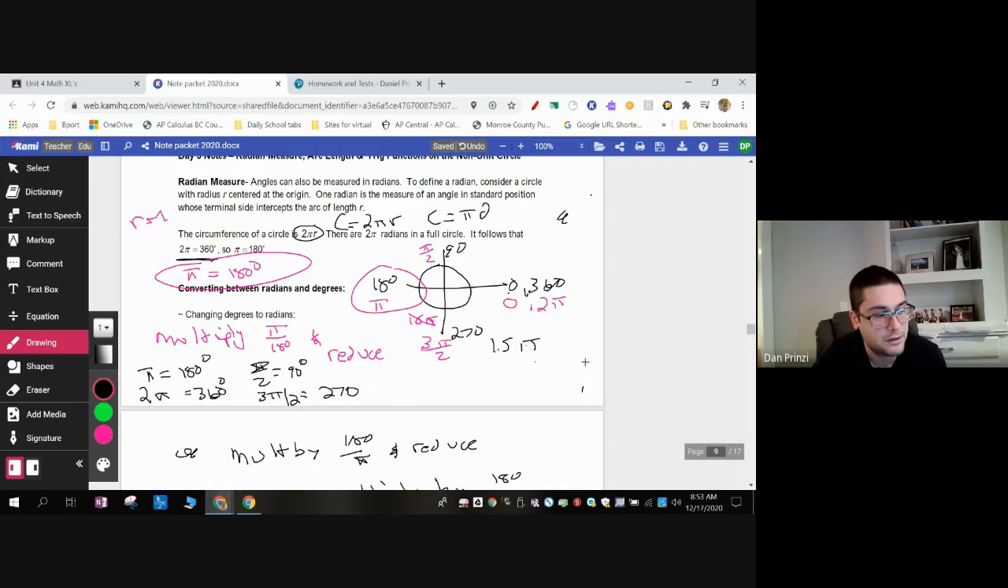Halfway between 1 and 2 is 1.5, right? Forget the pi, it's just 1. Look how you go around. 1, 1 and a half, 2. Then you just tack the pi's on for radians.